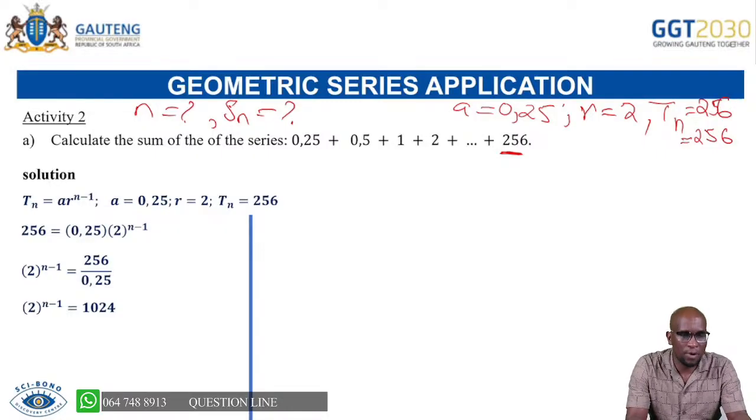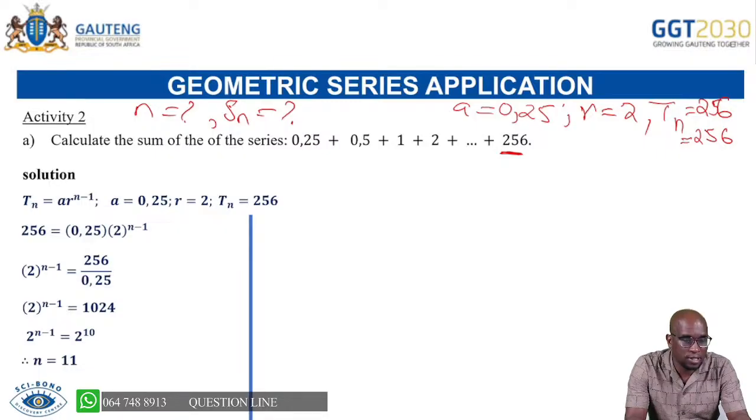Let us continue with our work. We had that 2 to the exponent of n minus 1 is 1024, and I was saying we need to be able to express 1024 as a base of 2 so that we can equate the exponents. Now, if we express 1024 as the base of 2, we get 2 to the index of 10, which means that now we can apply the laws of exponents. If the bases are the same, the exponents are equal. So if we equate those exponents, we get that n is equal to 11.